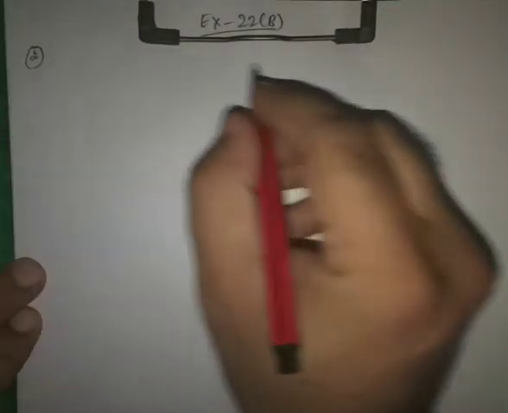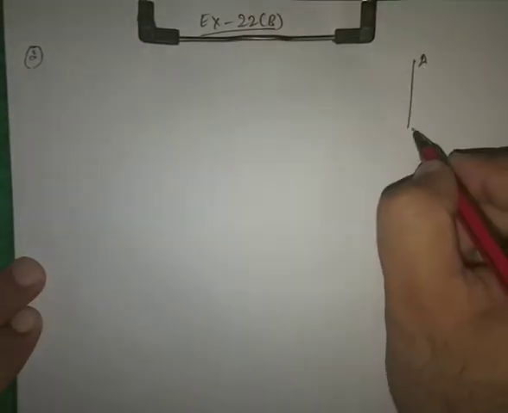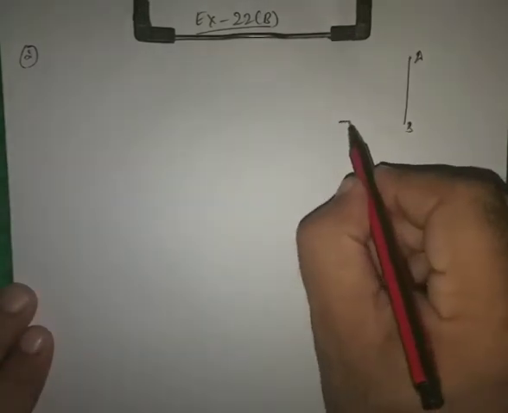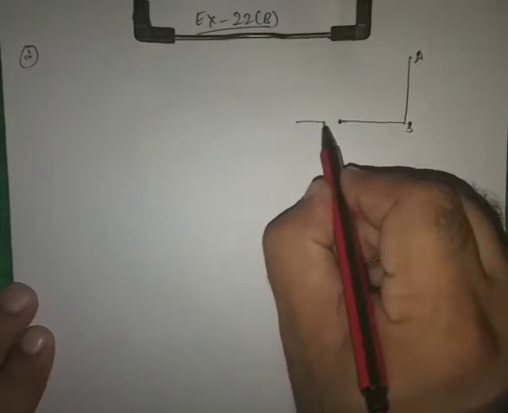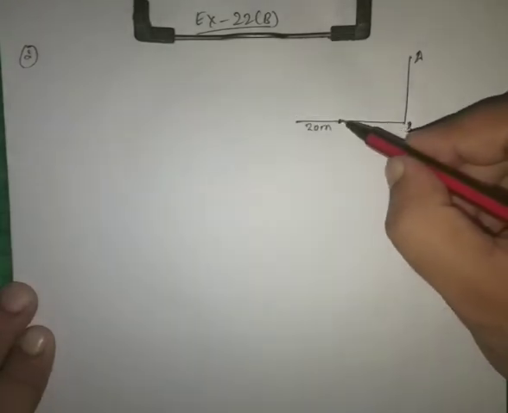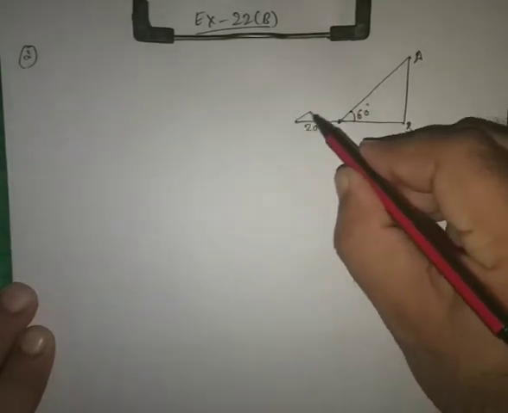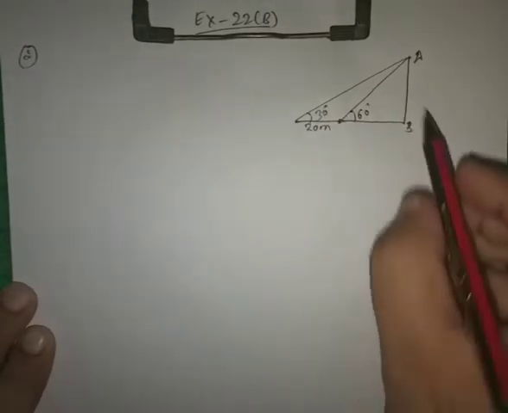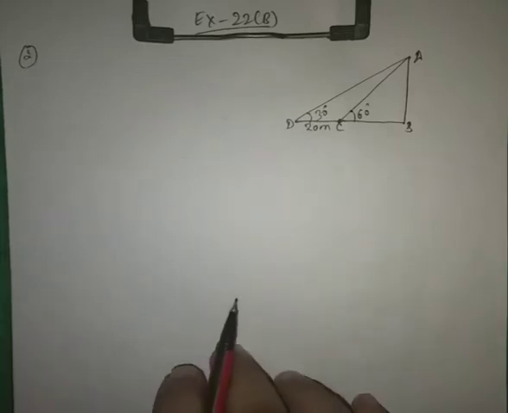So now I am talking about question number 2. The question says, if this is a tree, let us say that this AB is a tree, and if someone moves from a point here to some other point that is 20 meter away from this, then the angle of elevation changes from 60 degrees to 30 degrees. So now I am naming these 2 points as C and D.